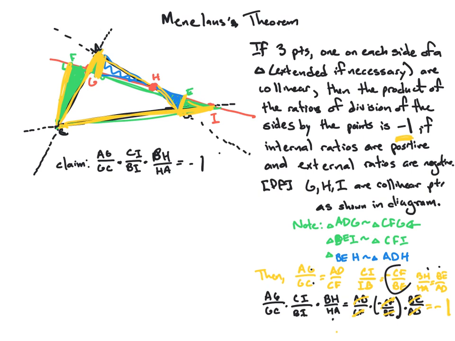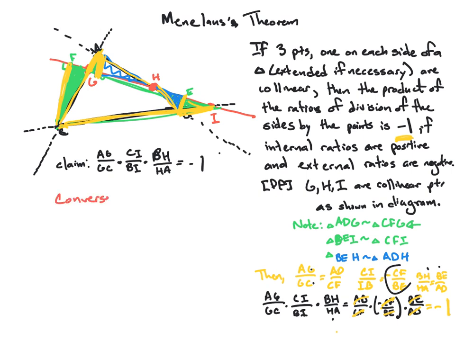So that's Menelaus' theorem. If you have three collinear points, one on each side of the triangle, and you define the ratios in a certain way, the product of those ratios is -1. And it turns out the converse is also true.